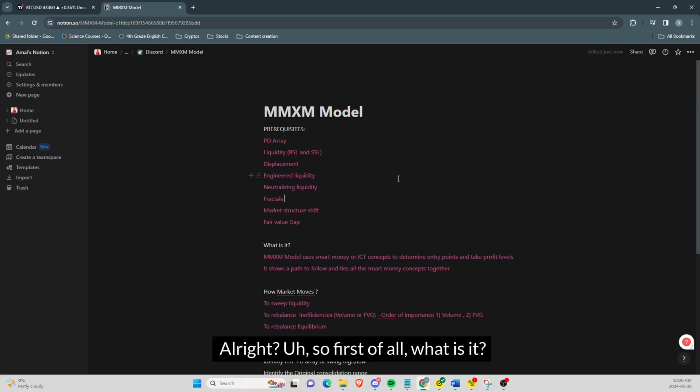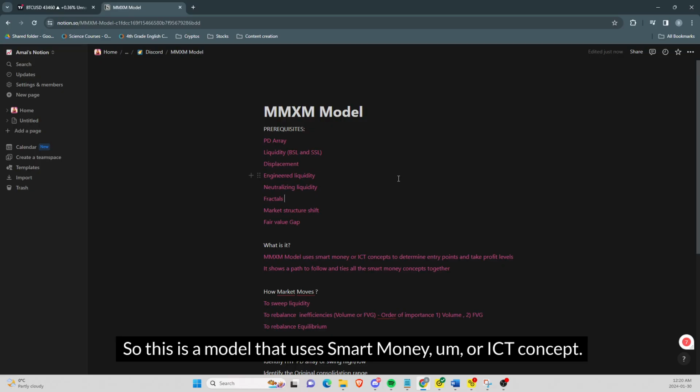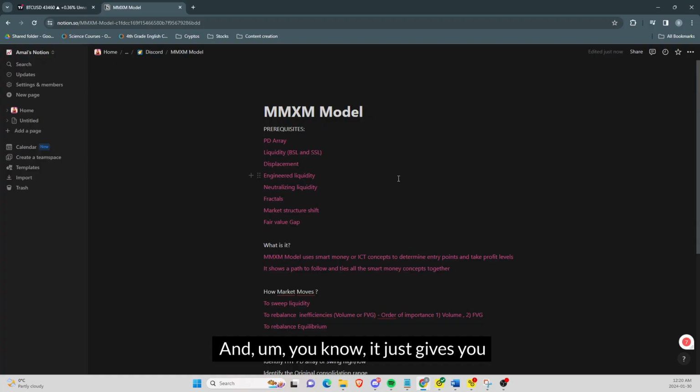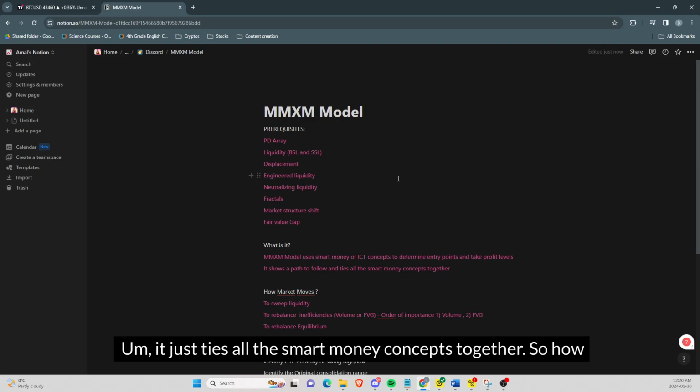All right. So first of all, what is it? This is a model that uses smart money or ICT concepts to determine entry points or to determine the target points or take profit levels. It just gives you a framework, kind of like a model, so you know where to enter and where to take profits, and it gives you an idea of how the market moves, right? It just ties all the smart money concepts together.